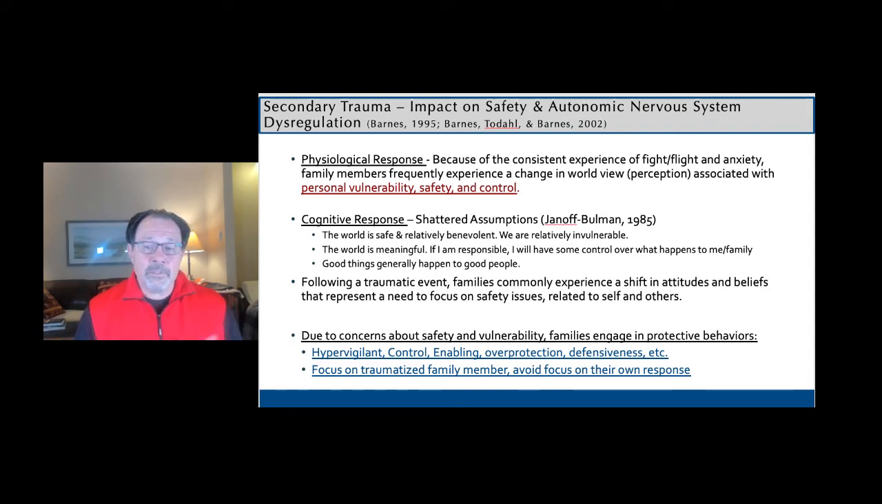And that last one is good things happen to good people. Suddenly, bad things happen to anybody. And so if that's true, if you look at the bottom of that slide, due to concerns about safety and vulnerabilities, families engage in protective behaviors. Hypervigilance, control, enabling, enmeshment, overprotection, defensiveness. These are natural responses to a dangerous world.